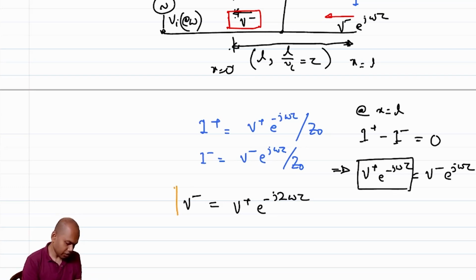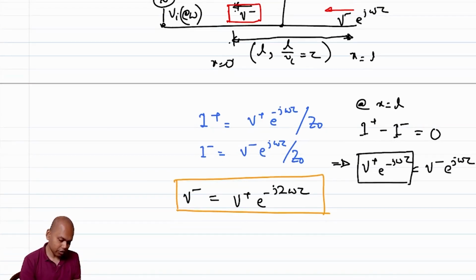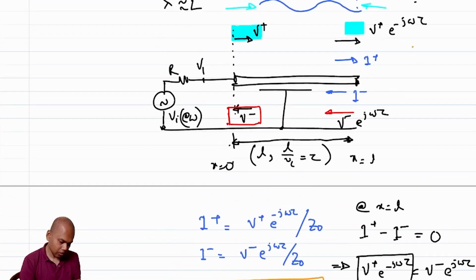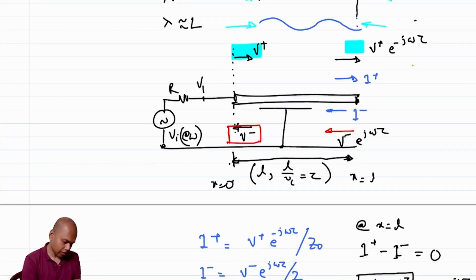So this is important. So this is the reflected wave at x equal to 0, right? And this is the incident wave at x equal to 0.